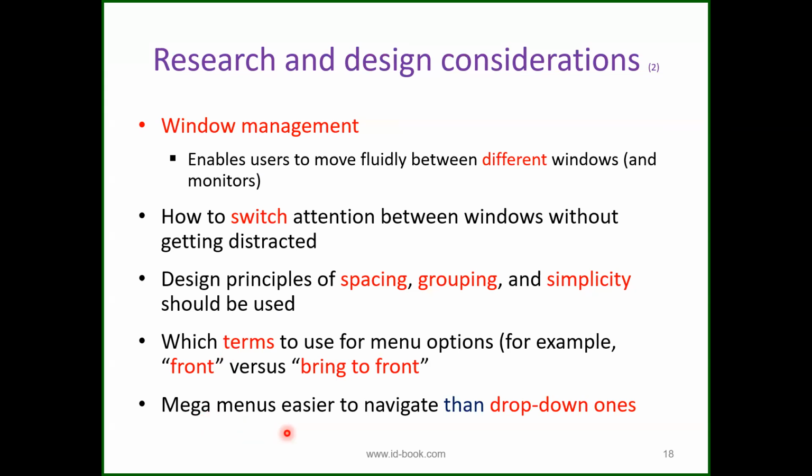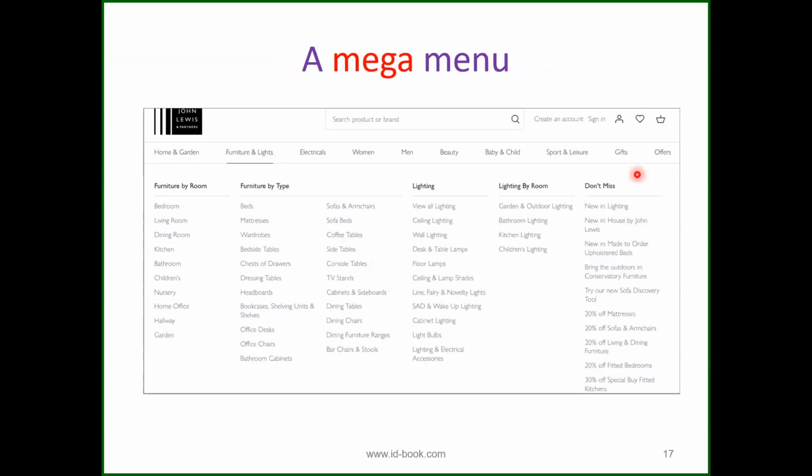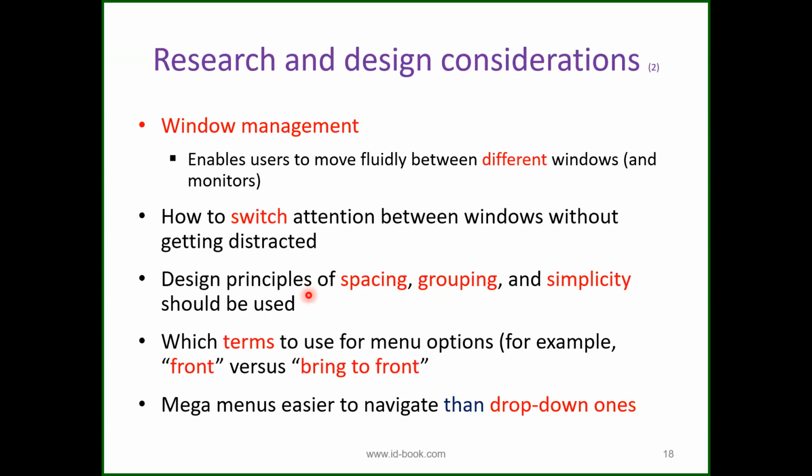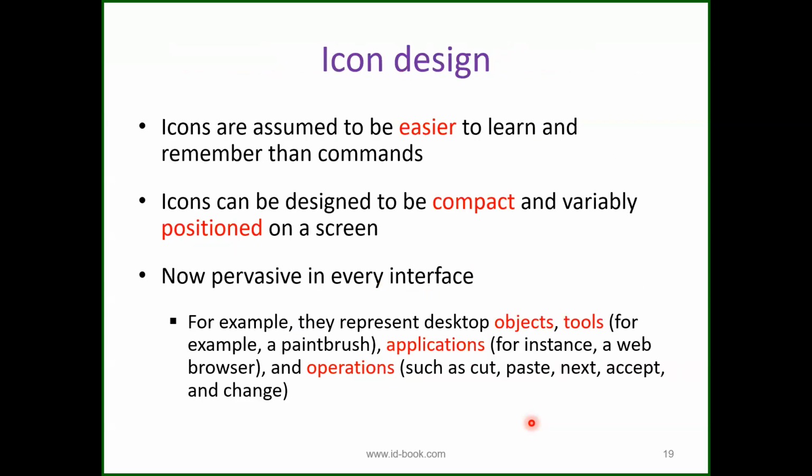Mega menus are easier to navigate than drop down menus. Why do you think so? For example, in a mega menu, I can see all the sub items in a particular category and all the categories inside a menu item. I feel this is the easiest menu to work with because I see all the options in a single click. In the drop down, I have to click the drop down menu, then it will open, then there will be a scroll bar. So it's difficult. So that's about window management.